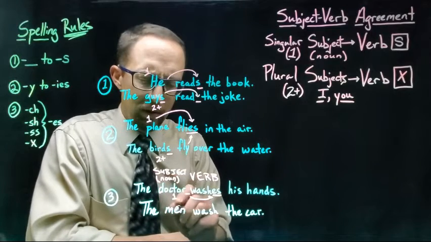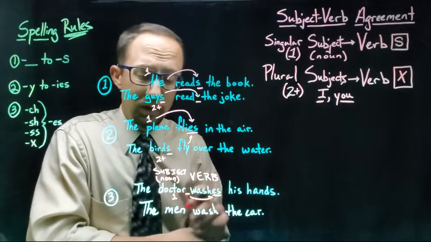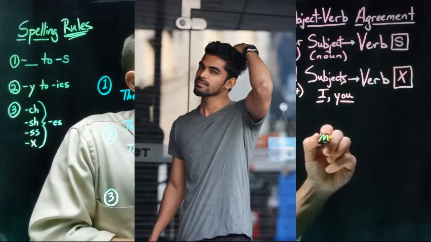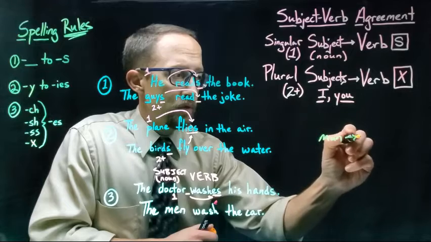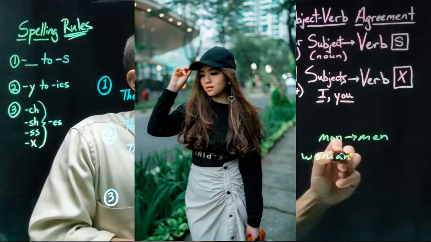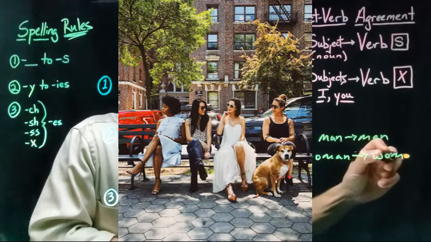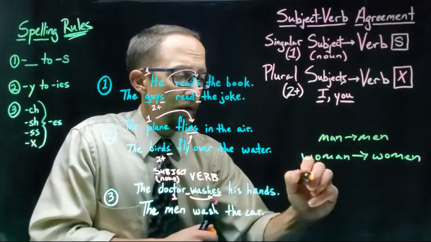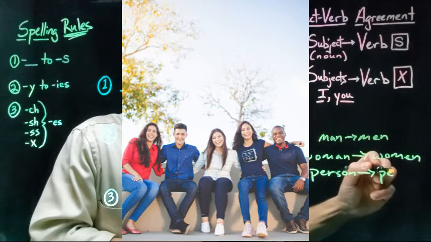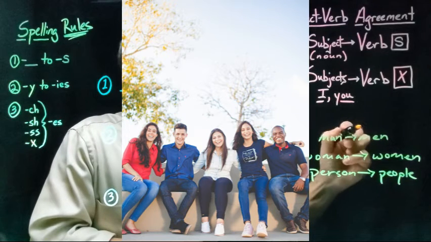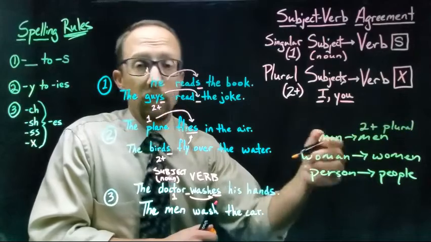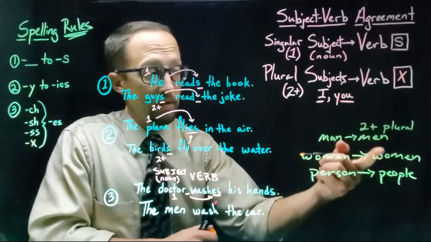This one is a little trickier. Sometimes in English you have words like man, and it changes to men. You might have woman, and it changes to women. You might have person, and it changes to people. These are still two or more, or plural, even though it does not have an S. Okay, these are still two or more.